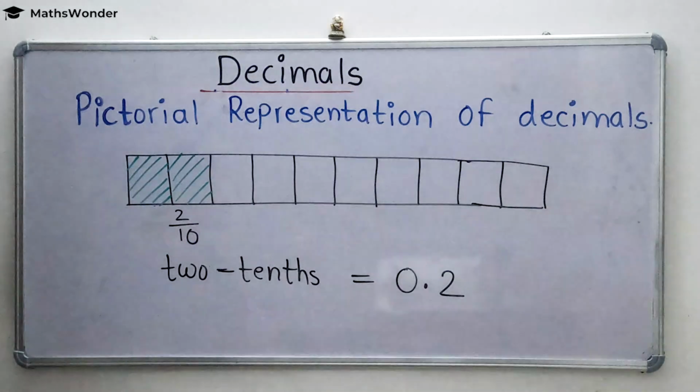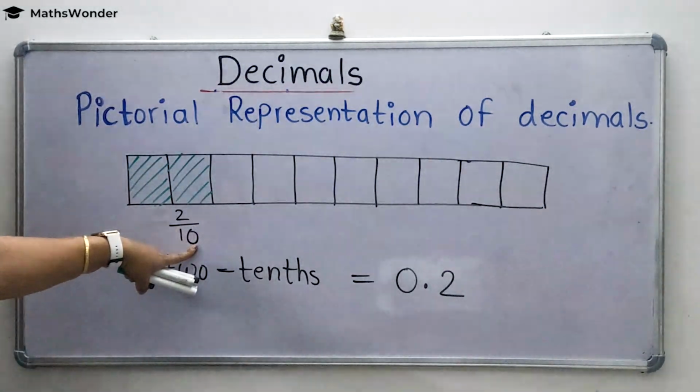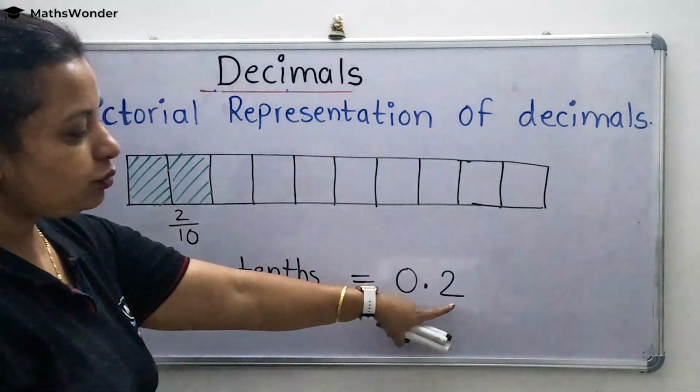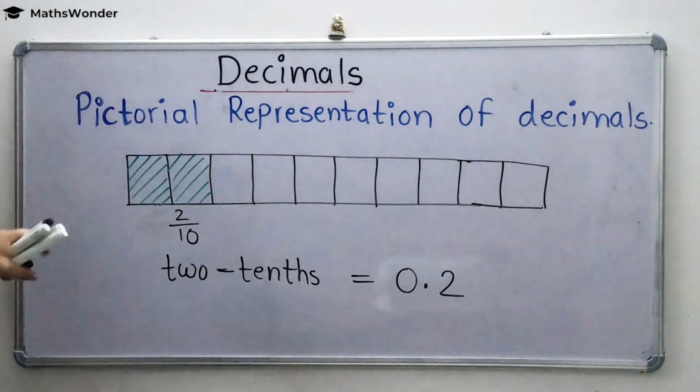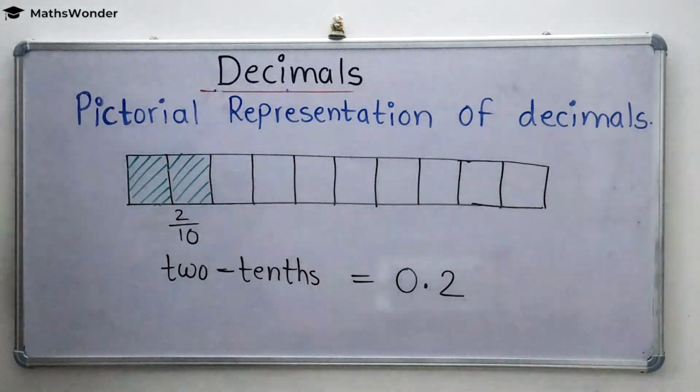0.2, isn't it? Because 10 is in the denominator. When you start from the right, after one digit you have to put the point. And out of 10, only 2 parts are shaded, right?